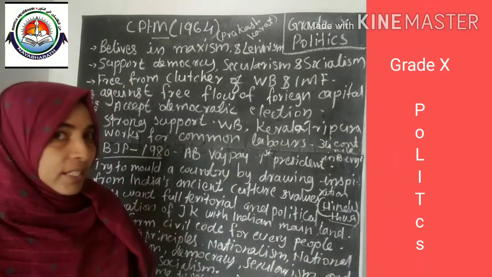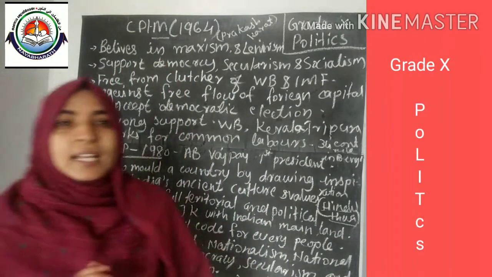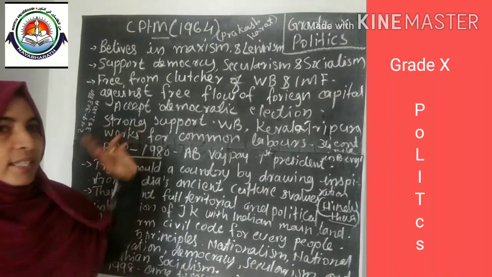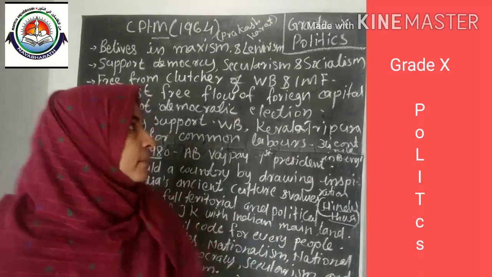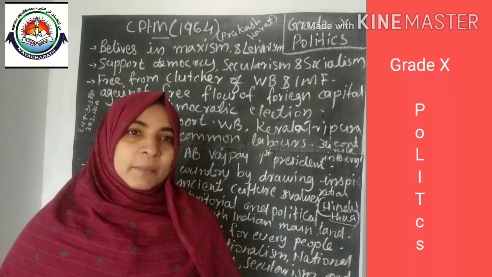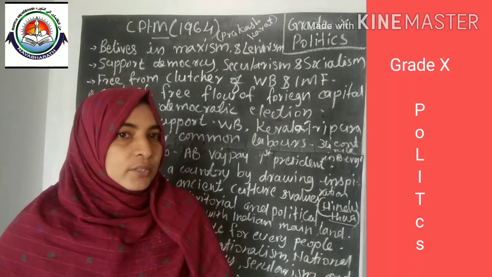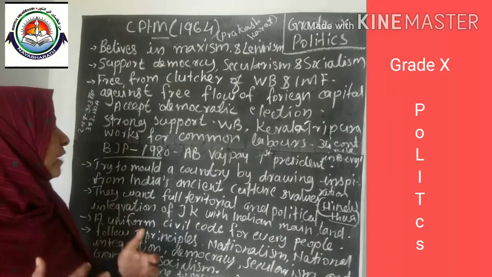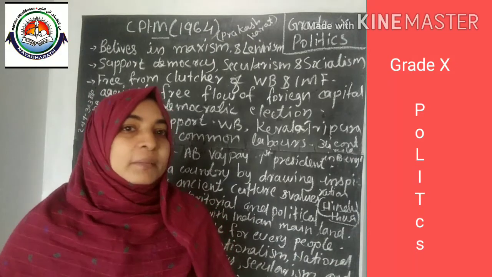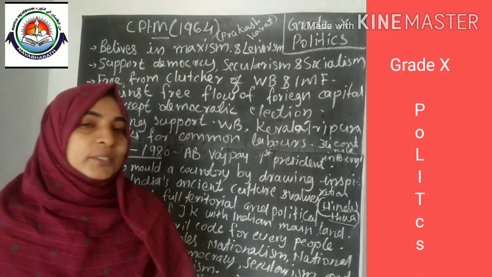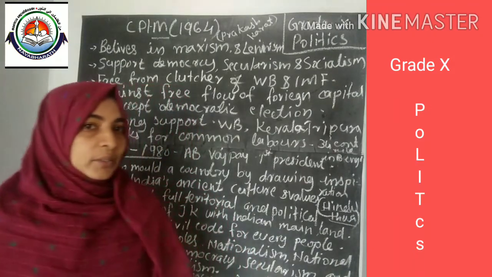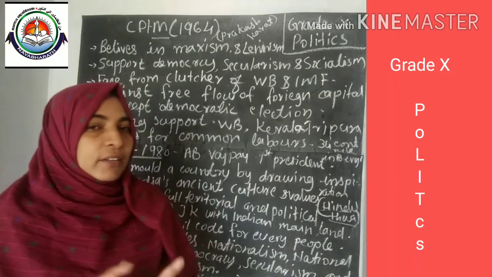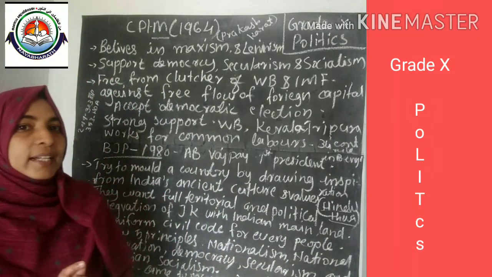First, they believe in Marxism and Leninism. Second, they support democracy, secularism and socialism. Next, CPIM wants to be free from the clutch of the World Bank and IMF. They didn't like to have a connection with the World Bank and IMF.